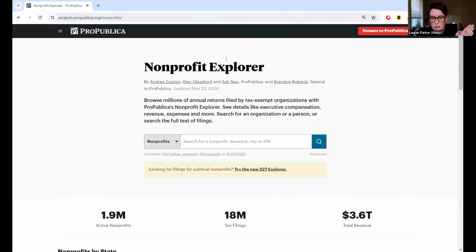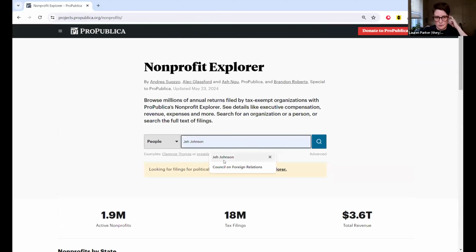So we just learned about Columbia. Let's learn a little bit more about Jay Johnson. Nonprofit Explorer has a nice search where you can search on the name of a person. So if we search for Jay Johnson, who, just to remind us all here, is one of the trustees of Columbia, let's see if his name comes up as being affiliated with any other nonprofits.